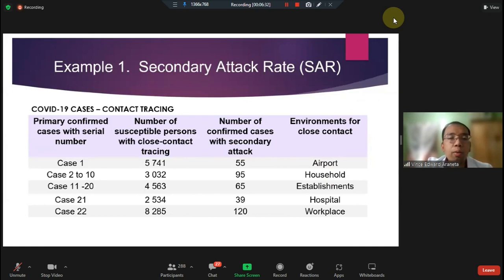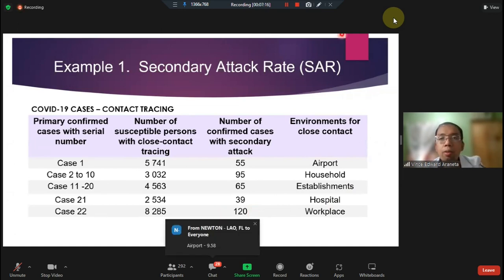One can take the airport, one can compute for the household, one for the establishments, one for the hospital, and one for the workplace, for the secondary attack rate. So your answer can be in per 1,000 population.